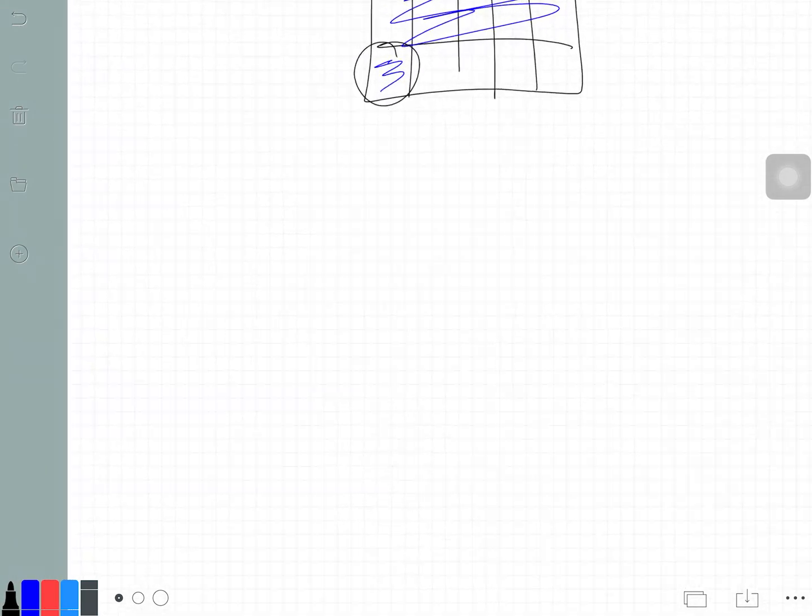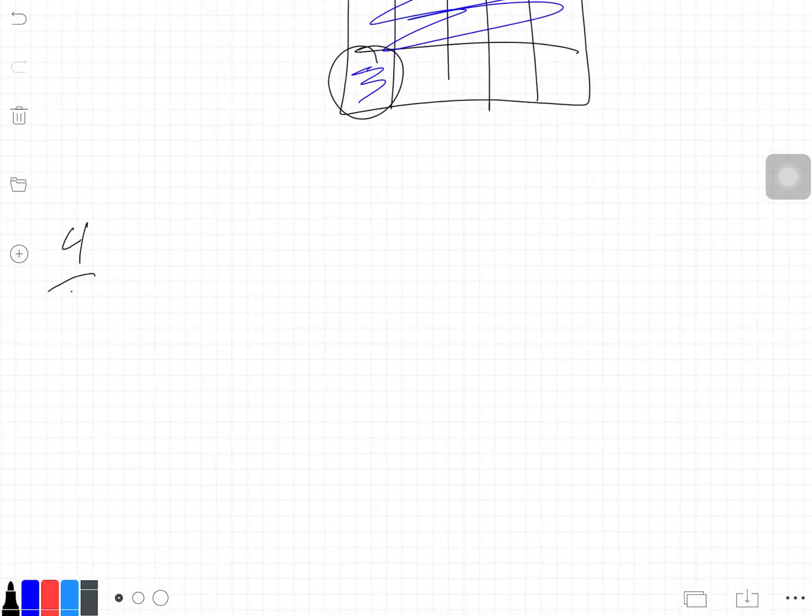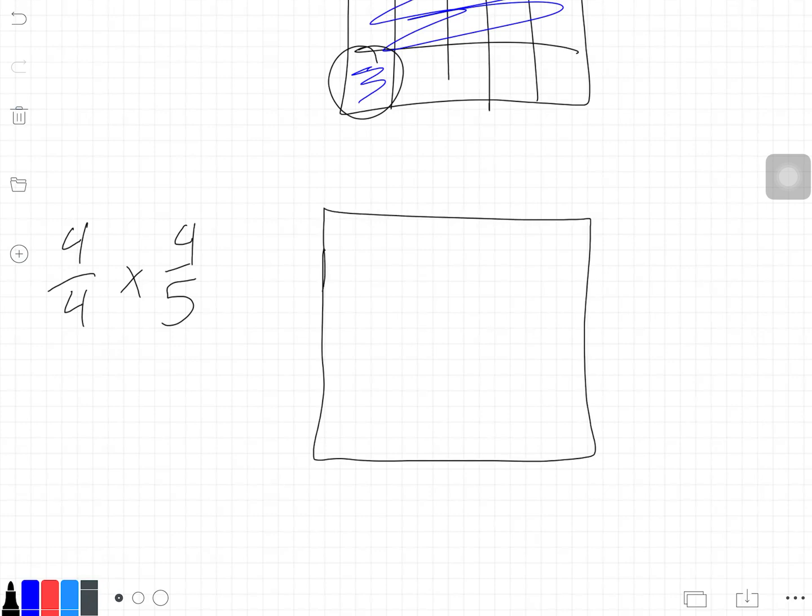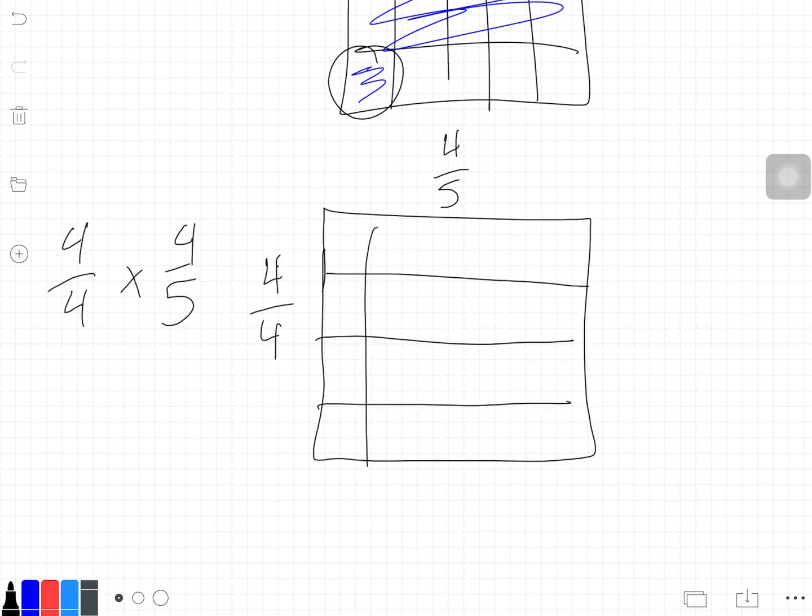So if I were solving the 4/4 times 4/5, and again, this is one of those reasons why it's important that we label our sides, I'm going to put my 4/4 over here, my 4/5 right here. So I know on this side, I'm going to split it into 4 groups, and on this side, I'm going to split it into 5 groups. So 4 just like this, and then 5 just like this. You did this part completely correct.